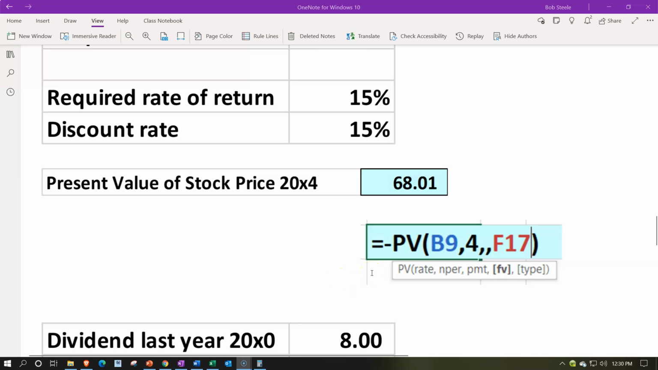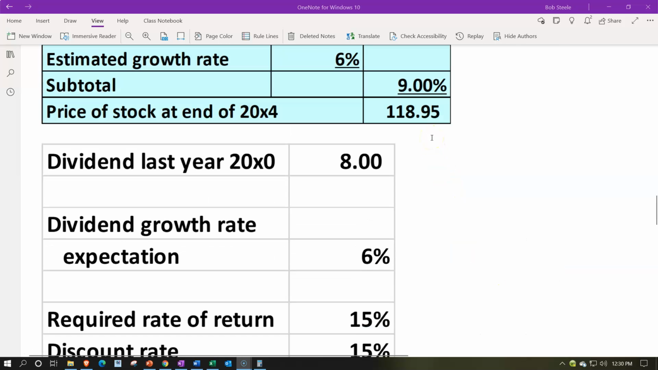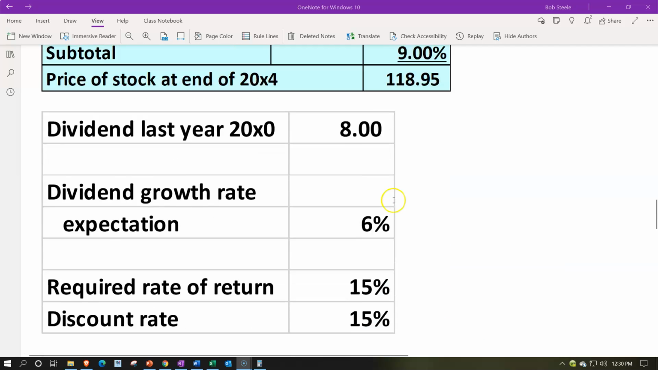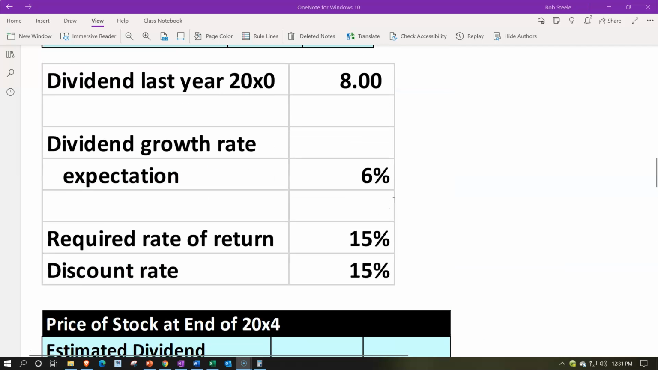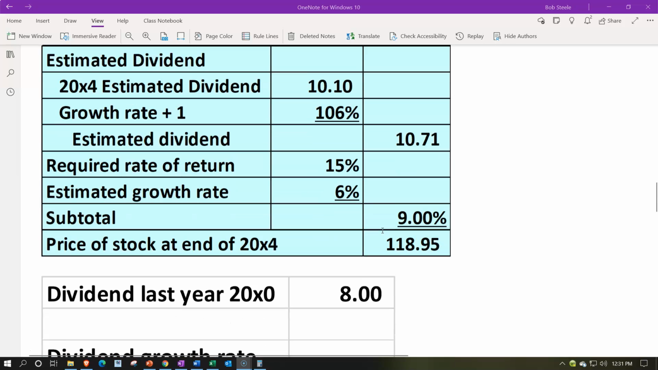Present value calculation: the rate, we're going to take the 15%. Then comma, the number of periods, we're going to say 4 because it's 4 periods out, comma, because it's not an annuity. And then the future value, we're picking up that 118.95, about, to give us that 68.01. So now we have basically our two components. We've done our best to present value the dividend stream going out here, the 26.21 for those 4 periods of dividends.